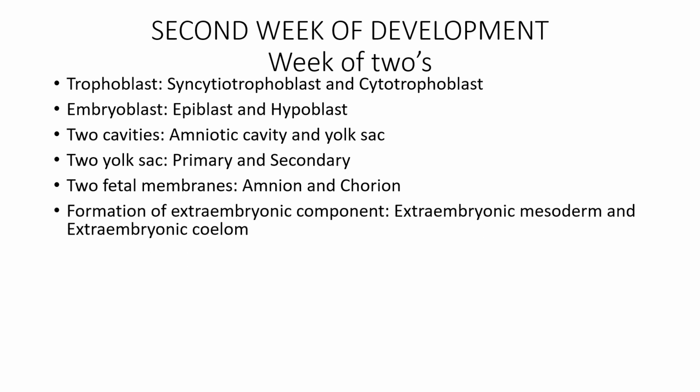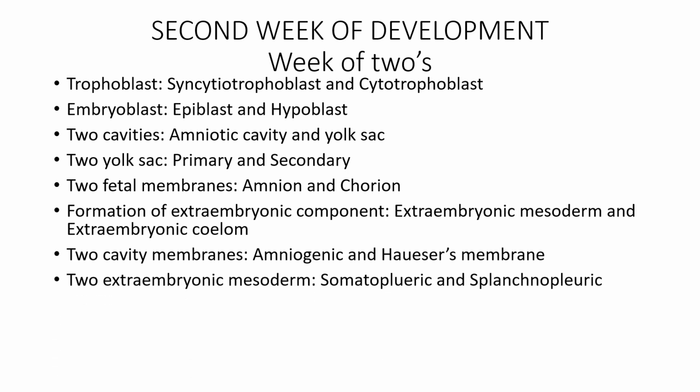Then there is formation of extraembryonic mesoderm between the trophoblast and these two cavities, and soon after that there is appearance of a horseshoe shaped coelom in the extraembryonic mesoderm, which will divide it into two parts. So the extraembryonic mesoderm is divided into splanchnopleuric and somatopleuric mesoderm. Then two cavity membranes are there: amniogenic cells lining the roof of the amniotic cavity, and in the primitive yolk sac we have Heuser's membrane. Then two ends of the embryo are the cephalic end and caudal end. Towards the caudal end we have the connecting stalk, towards the cephalic end we have the prechordal plate.